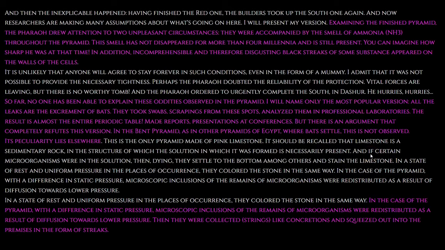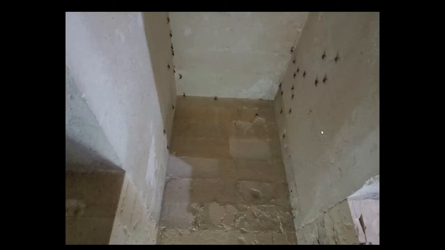So they also make a statement in this article that I have been preaching since day one regarding the Red Pyramid. And they are saying here that there is an argument that completely refutes this version. The explanation that the smell and the staining inside of this chamber are from the excrement of bats. In the Bent Pyramid, as in other pyramids of Egypt, where you actually find bats, this is not observed. And as I've shown in my research expedition into Mastaba 17 in my Doom, all of the other structures in Egypt where you find bats, there is zero staining on the walls, and there is absolutely no smell of ammonia.